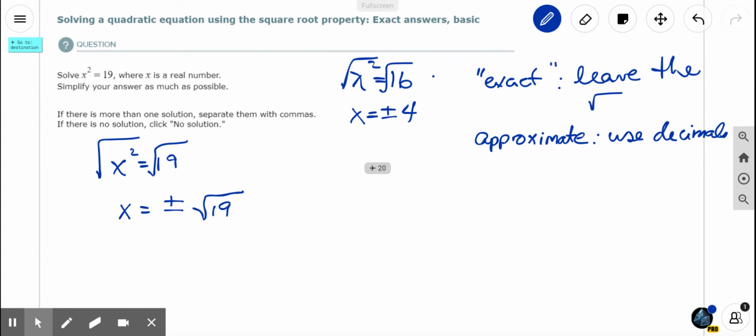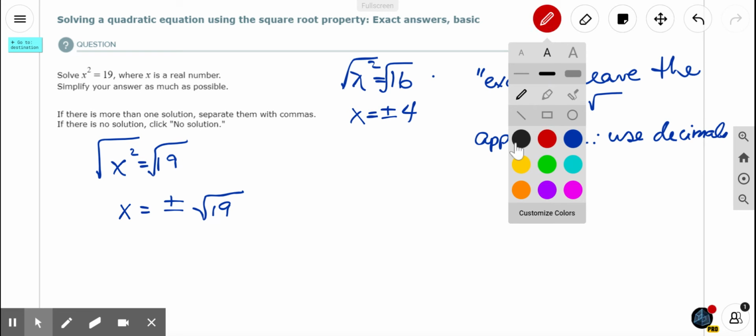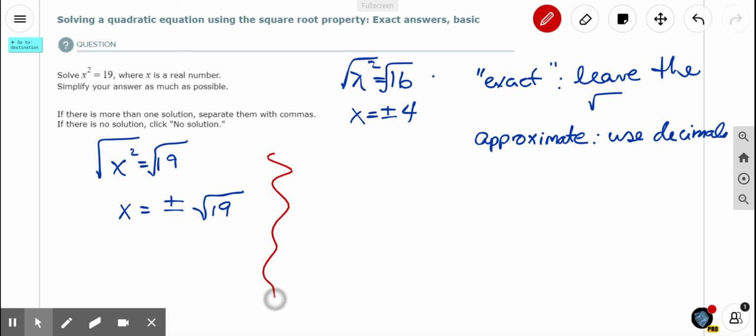What if you were given something like x squared equals, let's say, 24? I'm going to change color so you know I'm starting a new problem. Okay, you can take the square root of both sides, but you have to simplify it. So x is equal to, because these two cancel each other out, right? You break 24 like we've learned before, into the pieces that make it up.